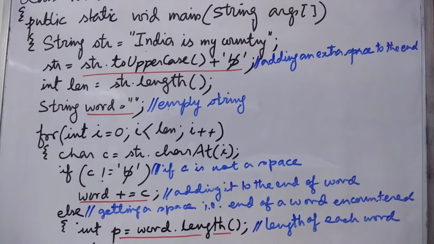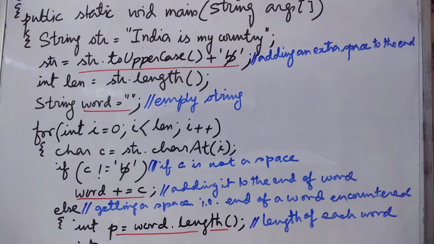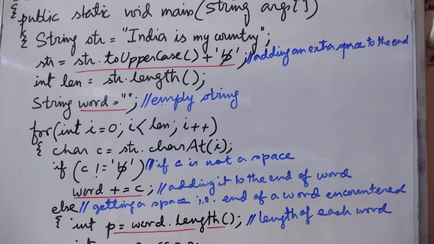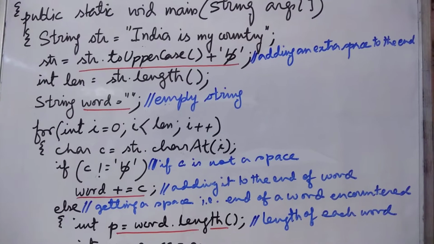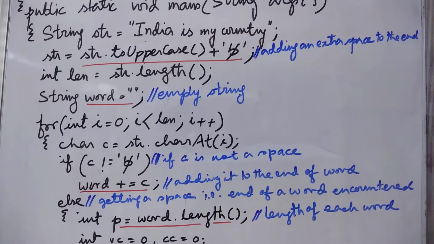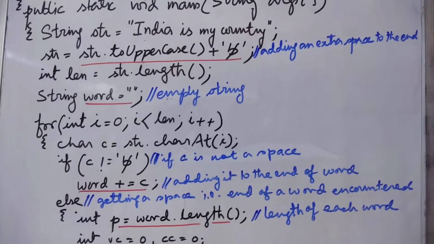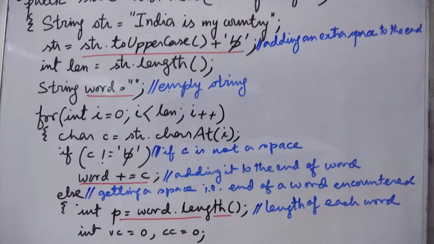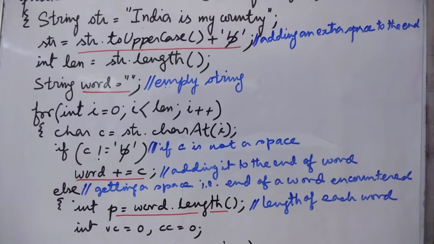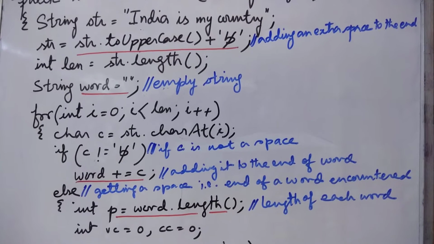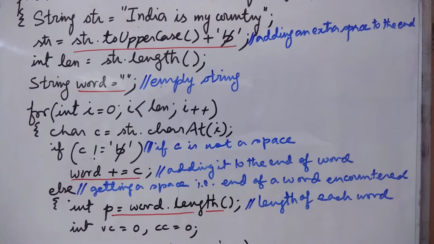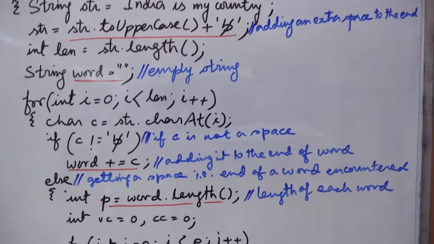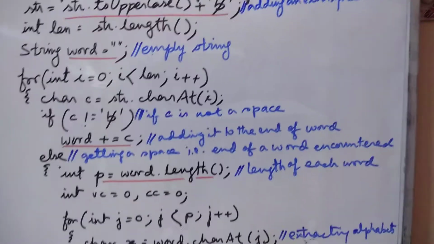Now I'm running a loop for i = 0 to i < len, i++. I'm taking a character c and extracting each character from the string str. Now if c is not equal to space, I'm adding it to the word. That means word += c, extracting each character or alphabet from str and putting it into the word. Now let us see the else part.